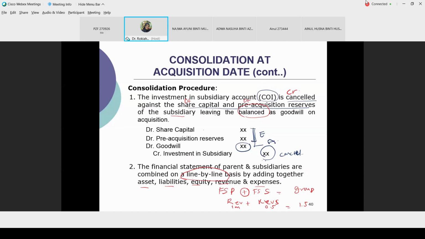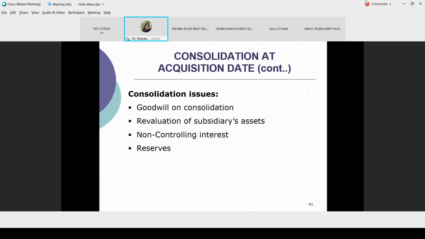Now this is a new topic. We're going to continue with the new notes that we have here. Now we're going to look at the issues in consolidation at the acquisition date. The first issue relates to goodwill on consolidation. The second one is revaluation of the subsidiary's assets. The third one is non-controlling interest, and the last one is reserves. So there are 4 issues that relate to consolidation at the acquisition date.